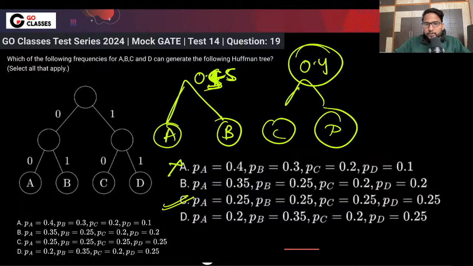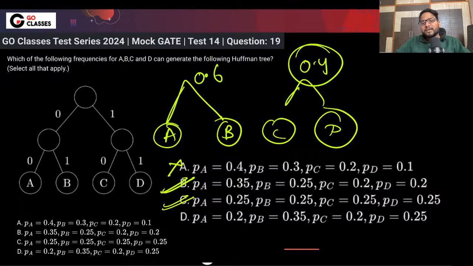Okay, sorry, this is 0.6. This is 0.6. I'm sorry about this. This is 0.6. So these are summing out to be 1. That's okay. So B is definitely the answer, because you will combine 0.2 and 0.2, and then you will combine these two, right?